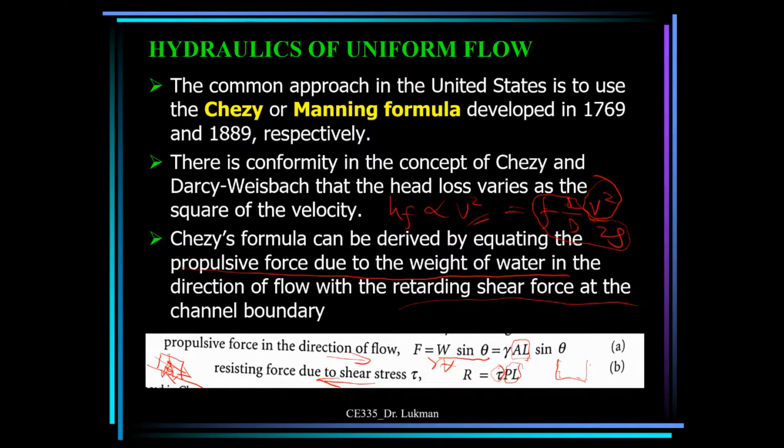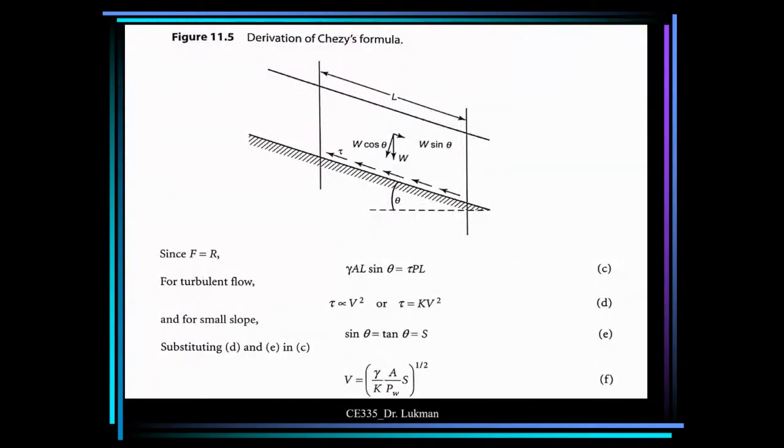This is irrespective of the shape of the channel: this area P times L holds true irrespective of the cross section of the channel. So this is the figure. Like I said, for open channel flow, you normally have the bottom slope theta, which you designate as S naught, and you have the shear stress acting at the bottom and the sides, where it is in contact with the solid boundary.